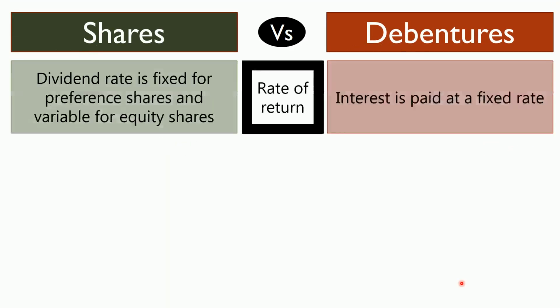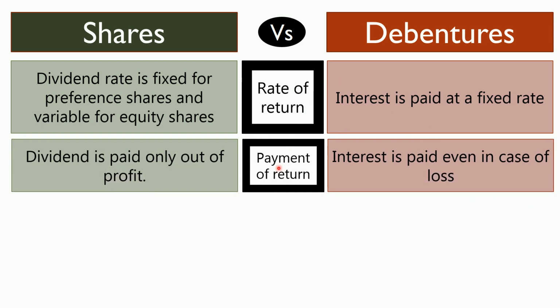Next, rate of return. The rate of return in case of preference shares is fixed, but in case of equity shares, the rate of dividend varies as it depends on the earnings of the company in a particular year. However, in case of debentures, the rate of interest is fixed.